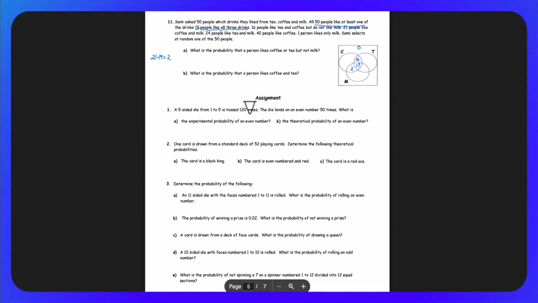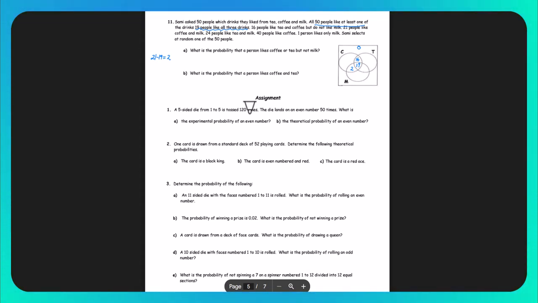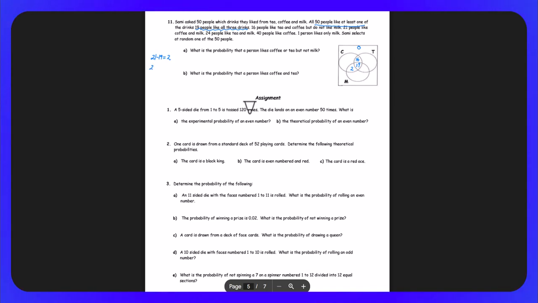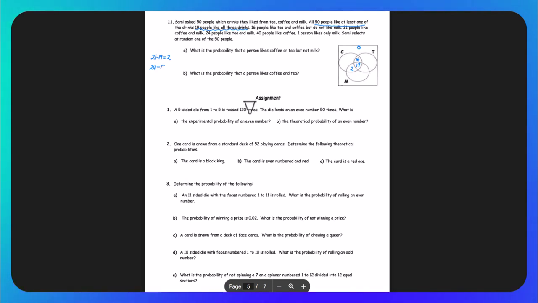Now, the next one is 24 people like tea and milk. Now we're coming back over here. So tea and milk is this whole intersection here, but we've already included 19 of those. So we have to say 24 minus the tea, milk, and coffee people, which are the 19. So that means 5 go into this region here. And notice how these 2 were different than the first one, where we were already given that it did not include the milk, so we didn't have to do any subtraction, whereas these we did.